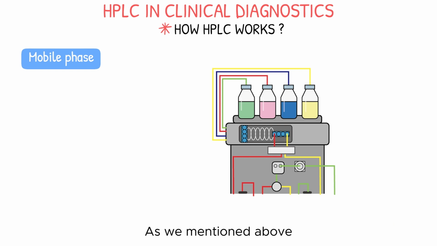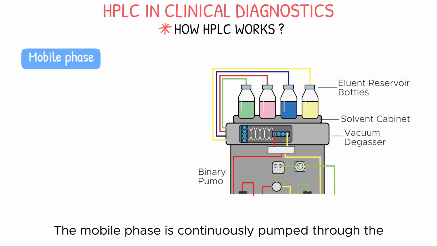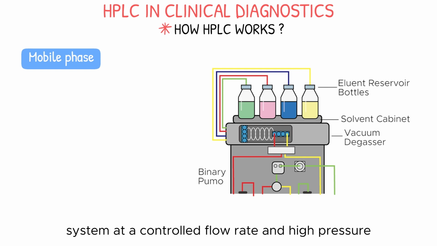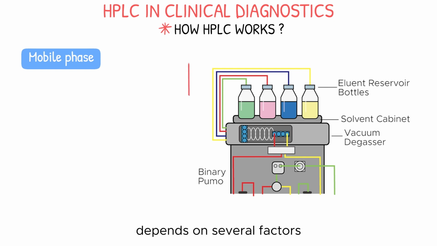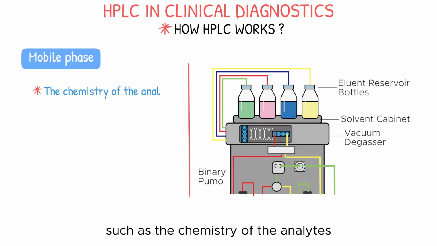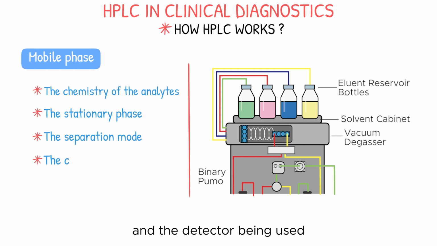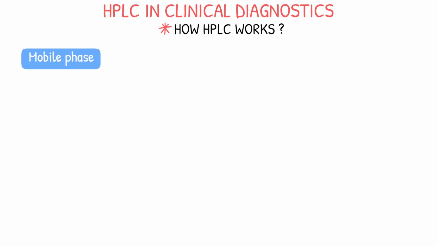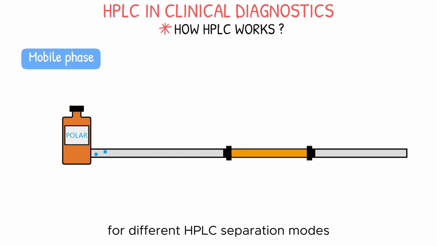As we mentioned above, the mobile phase is a liquid solvent or a mixture of solvents. The mobile phase is continuously pumped through the system at a controlled flow rate and high pressure. Choosing the right mobile phase composition depends on several factors, such as the chemistry of the analytes, the stationary phase, the separation mode, and the detector being used. Here are some examples of how to choose the mobile phase composition for different HPLC separation modes.